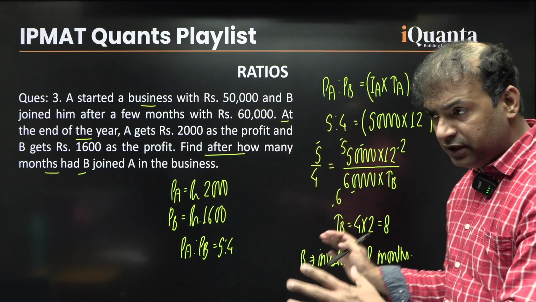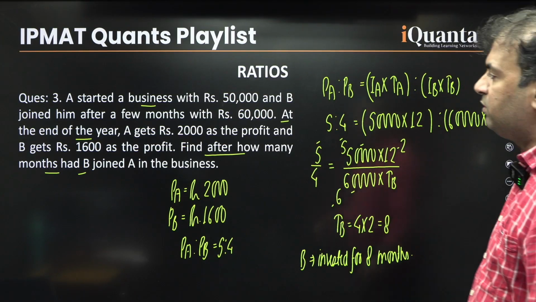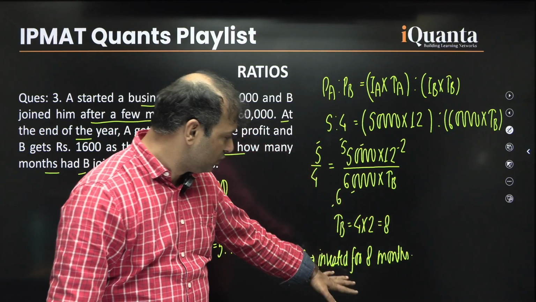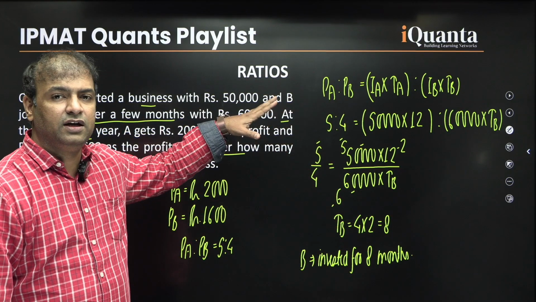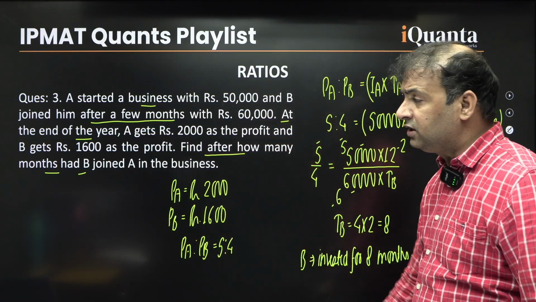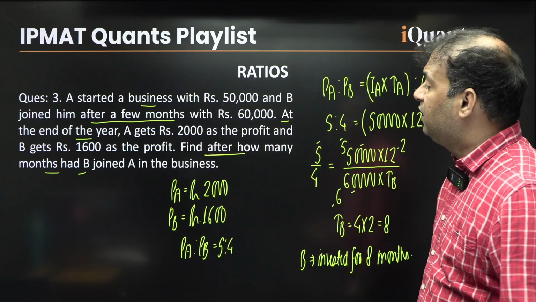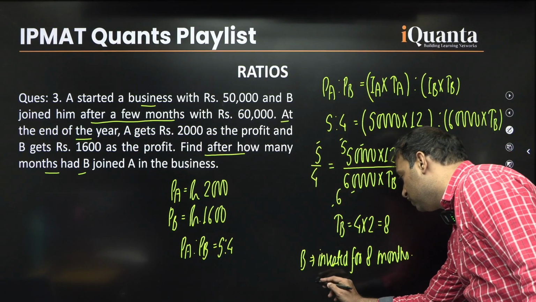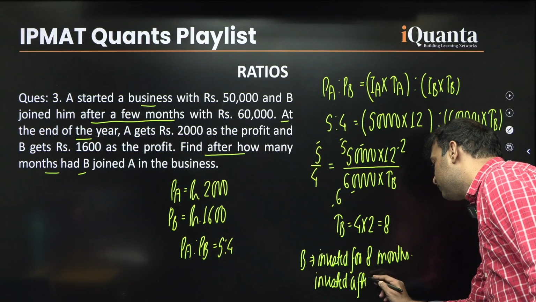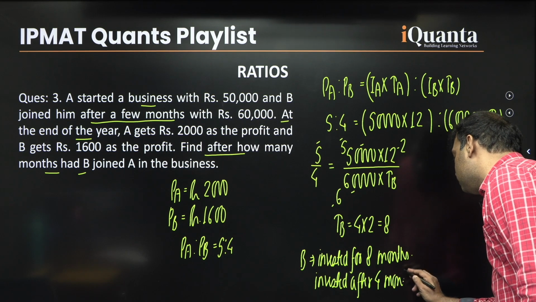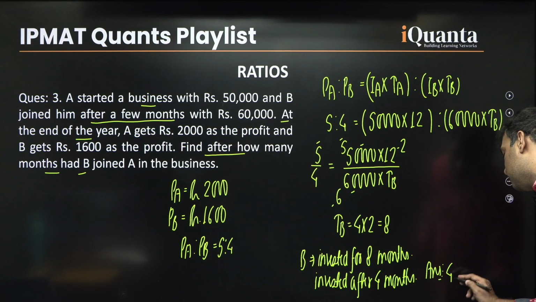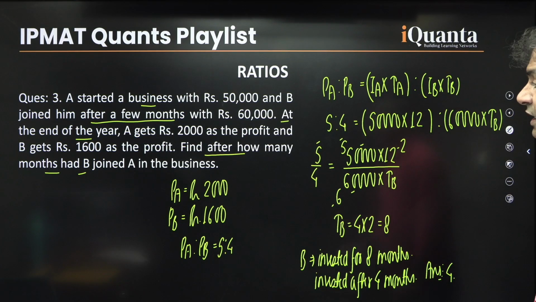So guys, the whole time period is 1 year, we just know that. And B, remember, had joined after a few months, and he was part of the business, he invested for 8 months. That means in the first 4 months, B was not part of the business. That means he started investing after 4 months. Okay guys, that means he invested after the first 4 months, right? And hence the answer should be 4, not 8. You have to remember this. Do not make this mistake in the exam. It happens with a lot of people, okay? The answer is 4 months, not 8 months, right?